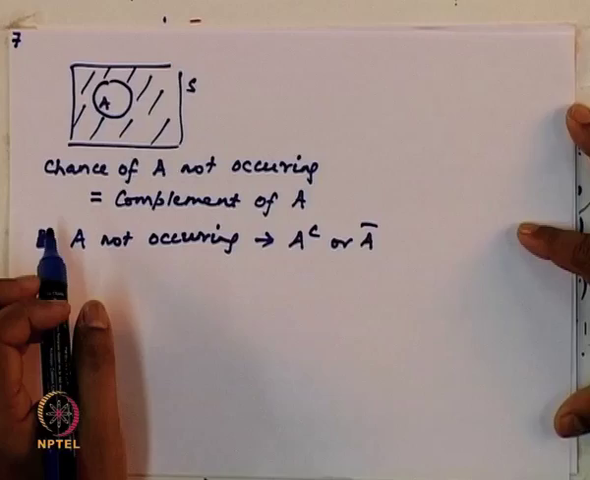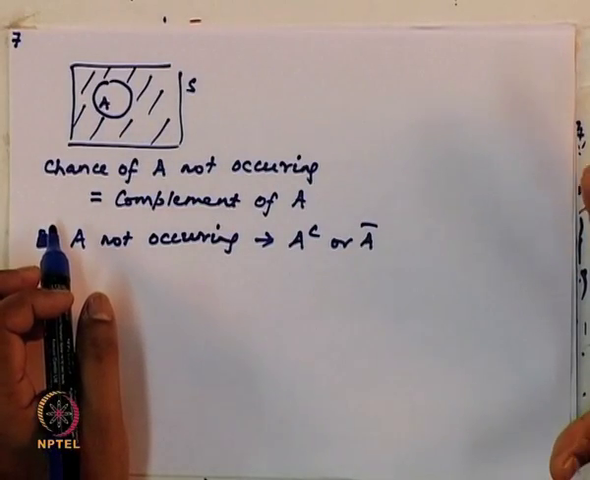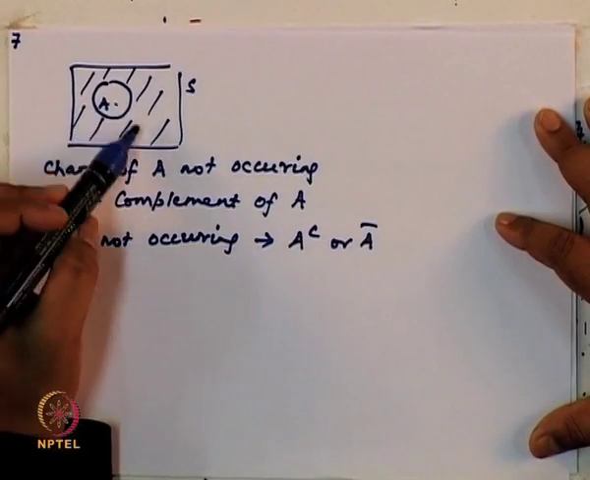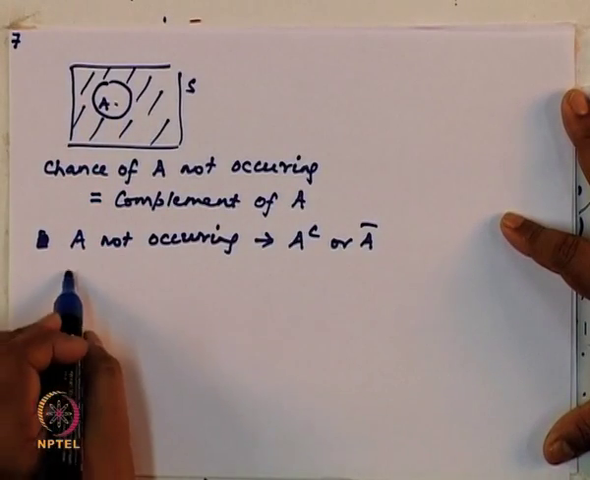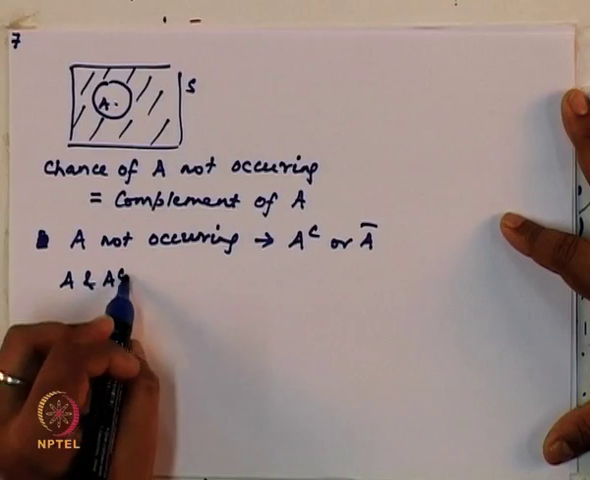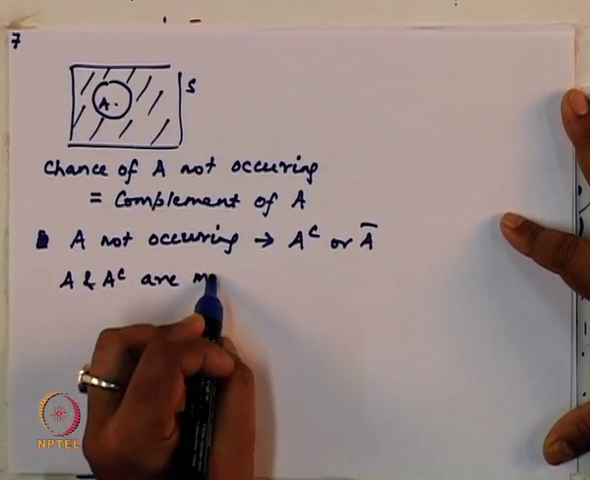So, it brings us to the concepts of axioms of probability. When you have these two events, A and A complement, they are mutually exclusive.